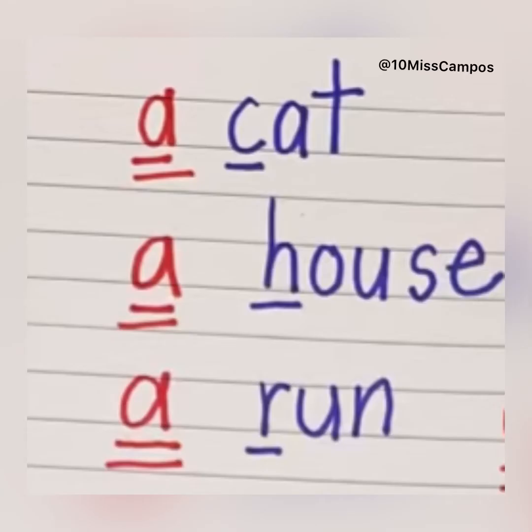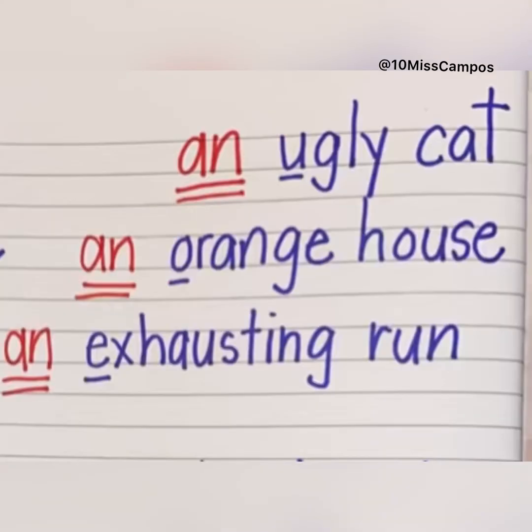Cat begins with a consonant, the letter C, so we say a cat. House begins with another consonant, H, a house. And run begins with a consonant R, a run. Now, if we were to add anything in front of these words, cat, house, and run, that would change whether we use a or an.